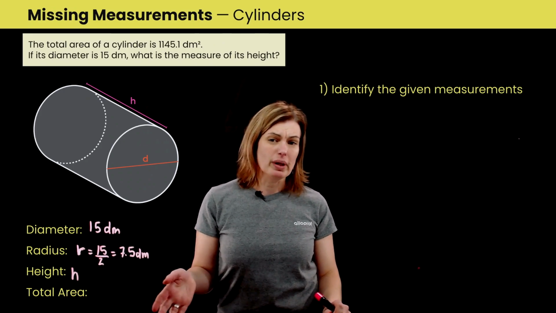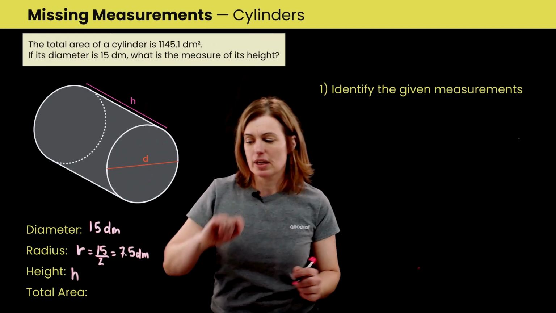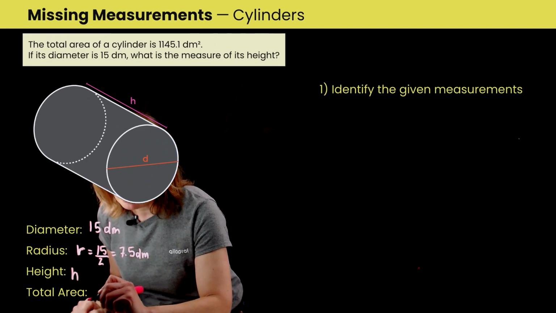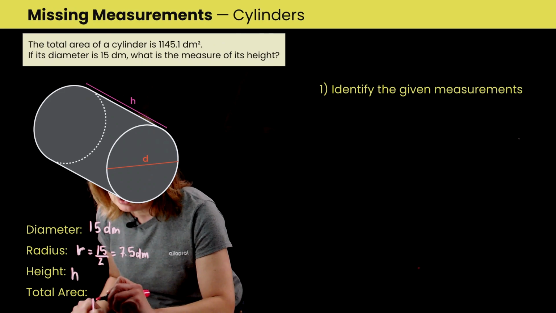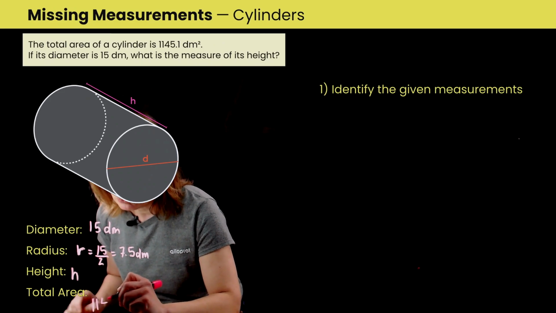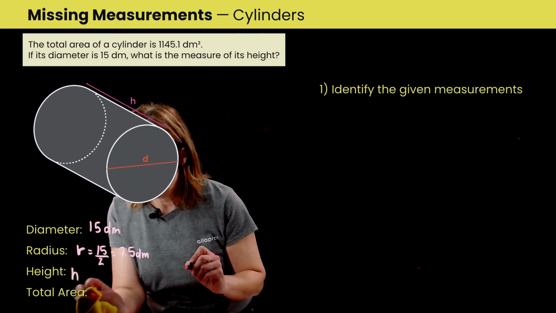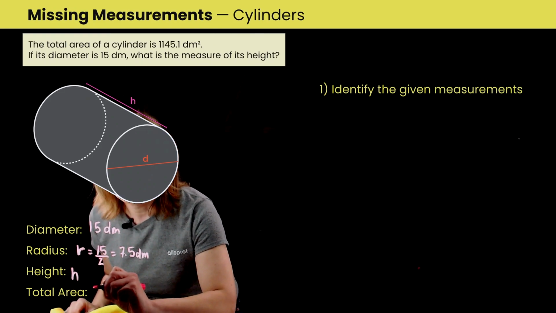Finally, we have the total area, which we are also given. So that's the 1,145. That's way too low, so I'm just going to rewrite that. Sorry, guys. Okay. All right.